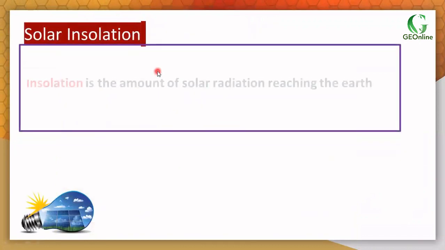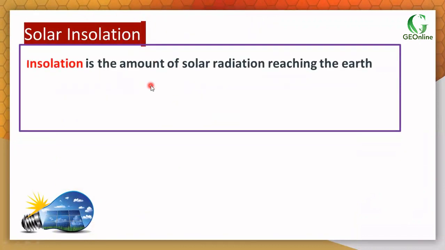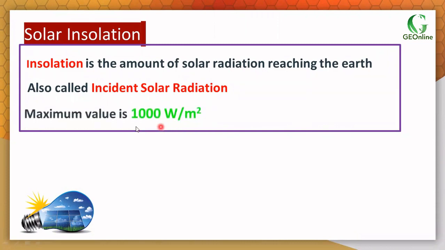Solar insolation. Solar insolation is the amount of solar radiation reaching the Earth. It is also called incident solar radiation. That means the amount of solar radiation that reaches the surface of the Earth. Its maximum value is around 1000 watts per meter square.